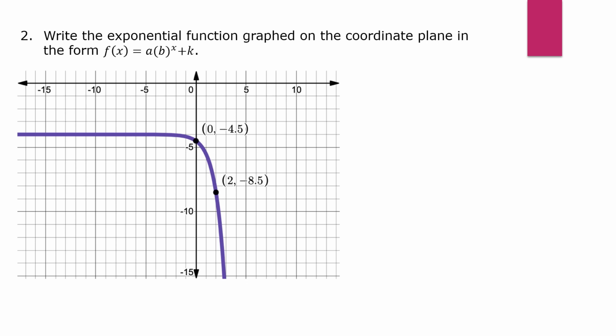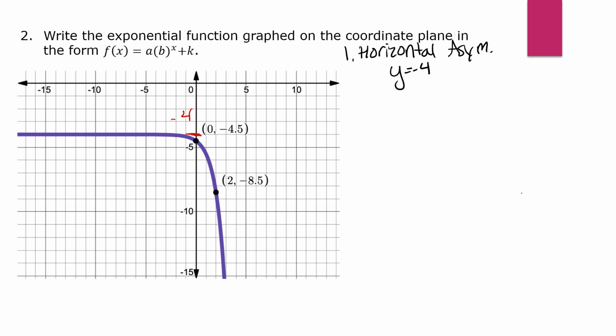Okay, so going over this problem, our first step is to find our horizontal asymptote. So first step, horizontal asymptote, because that is our k value. So if we look on our graph, it looks like it's approaching negative 4. So y equals negative 4 is our horizontal asymptote for this one.